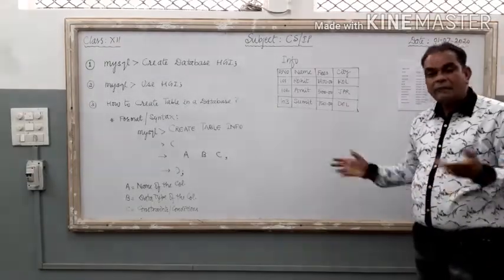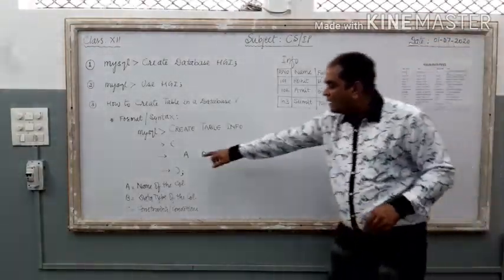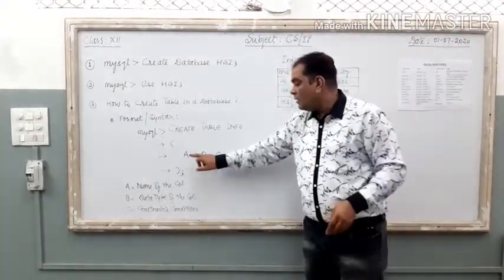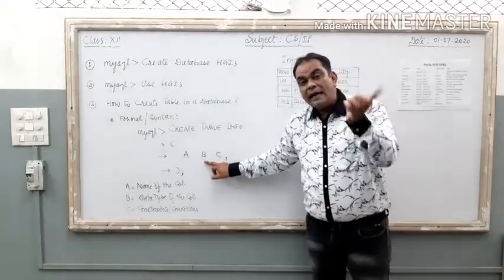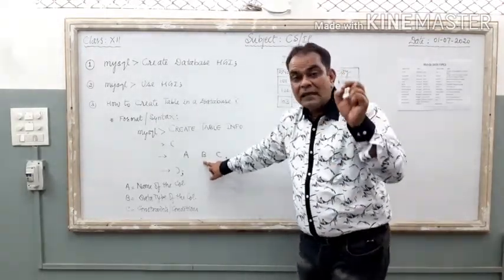And now the last one, city. It contains alphabets, so it is a character column, right? So A stands for the name of the field, the name of the column. B stands for the data type of the column, which particular type of data you are going to insert inside the column.